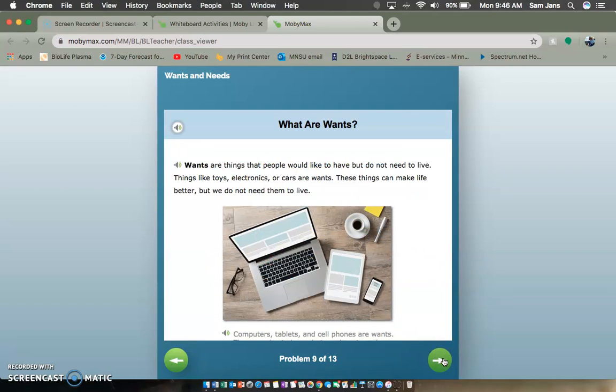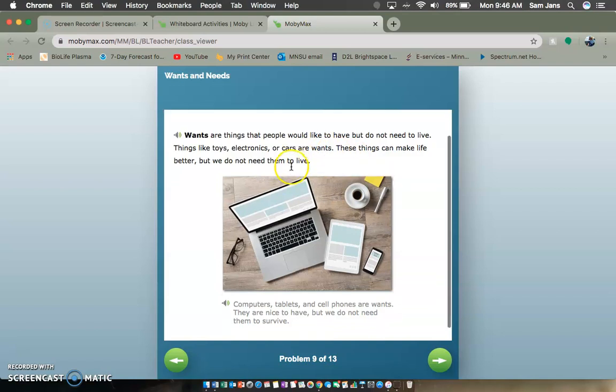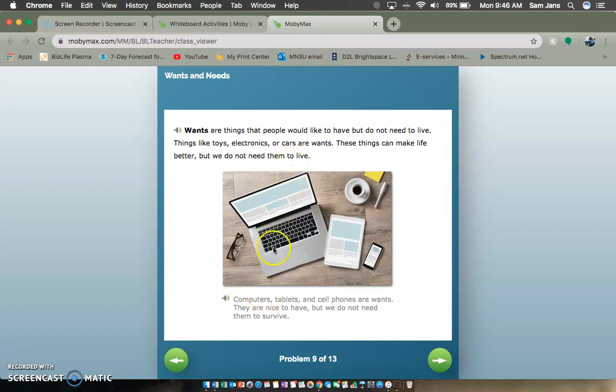Now we need to classify things as wants. So what if a need is something we need to survive? Do you think a want is something we need? Probably not. So we look here. Wants are things that people would like to have but do not need to live. Things like toys, electronics, or cars are wants. These things can make life better, but we don't necessarily need them to live. So we can see here computers, tablets, cell phones, all that stuff are wants.